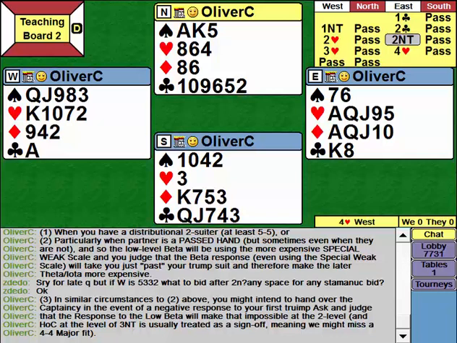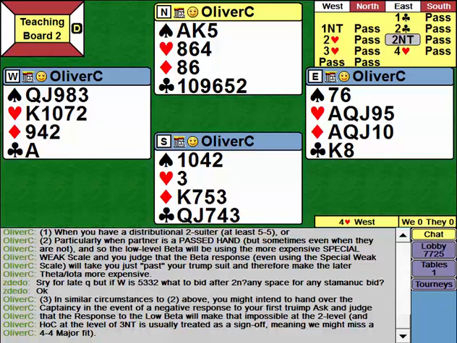Okay, this is slightly more advanced, and it has to do with Opener assessing how many controls they have in their hand, and in the light of the positive response, how many controls Responder is likely to have in their hand. If Opener's hand is very rich in controls, it's much more likely that Responder is going to be quite poor in controls, and therefore a low-level beta and then a theta might be much more attractive.